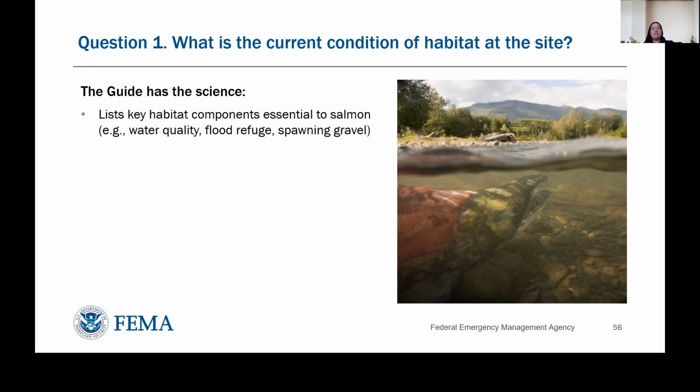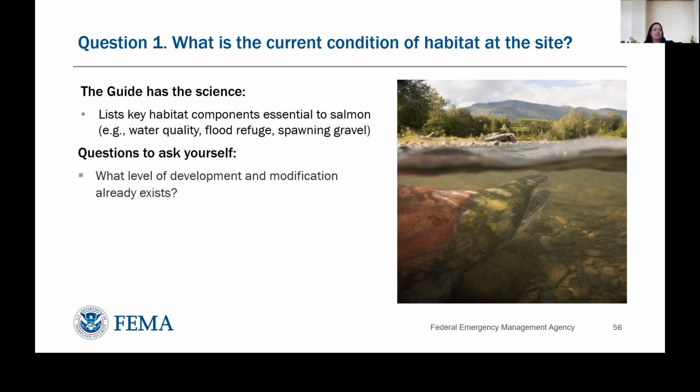So when you read the description of the current conditions of habitat at the site, those should be in there. What does water quality look like? Do we have a lot of filtering vegetation there? Spawning gravel and those sorts of things. These sound like really heavy science, but there should be a pretty detailed description of them that you can then compare against what's needed for salmon by looking at those parts of the guide. Questions to ask yourself as you're reading through this part of the habitat assessment.